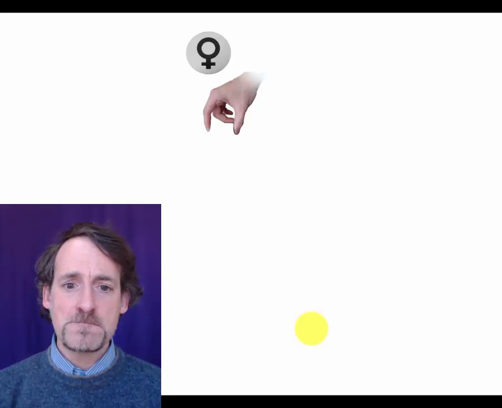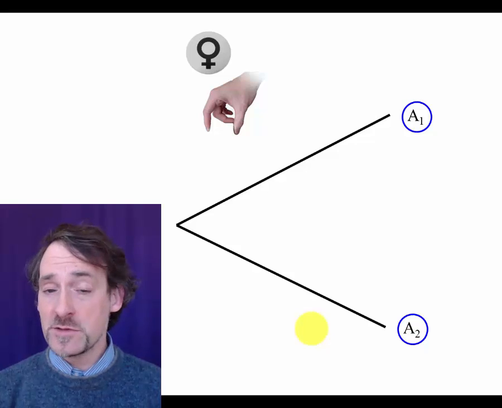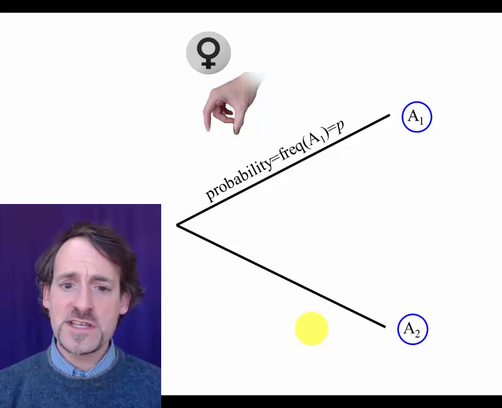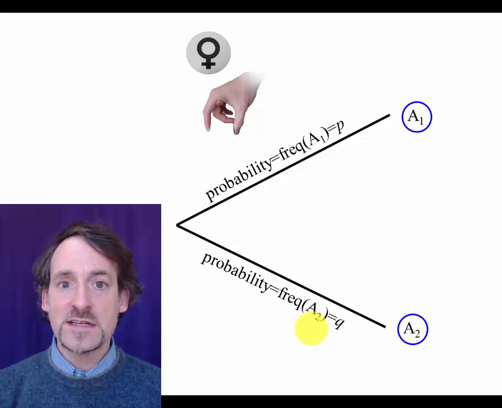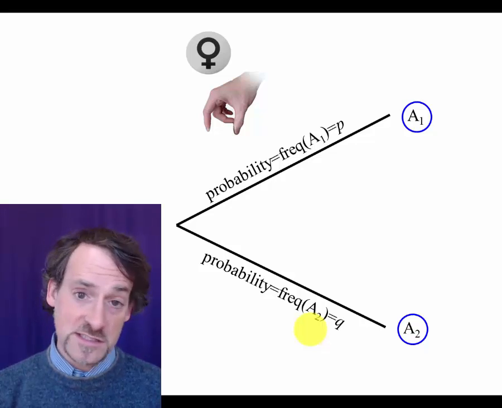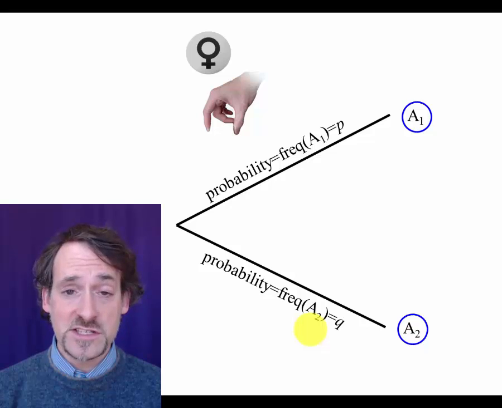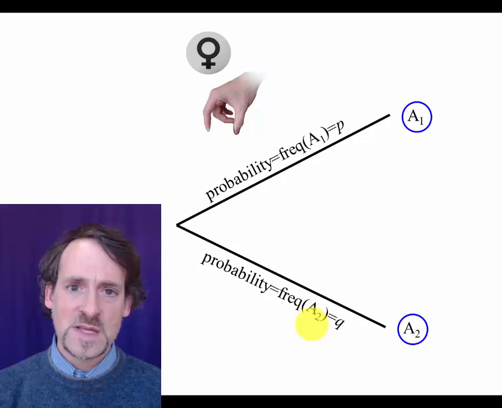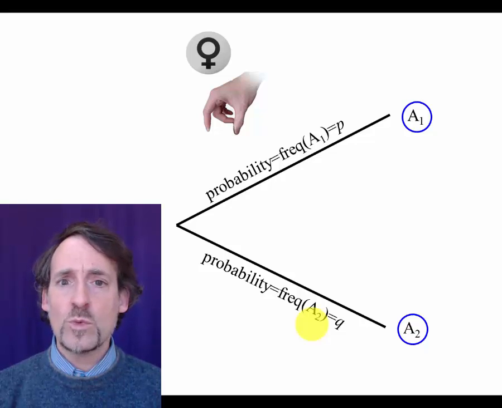The mom hand is going to come up with either an A1 allele or an A2 allele. What are the probabilities of these two things happening? Well, they're P and Q. If the A1 allele is at a frequency of 60%, then 60% of the time, when Mom reaches into the bag and plucks out an allele, it's going to be an A1 allele. That's pretty obvious. But what about Dad?